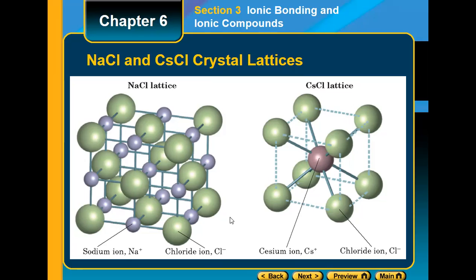What makes these two compounds have different crystals, although they both are ionic and both contain chlorine? The difference goes back to cesium and sodium. So what is the difference between cesium and sodium? They are different in atomic number and size.